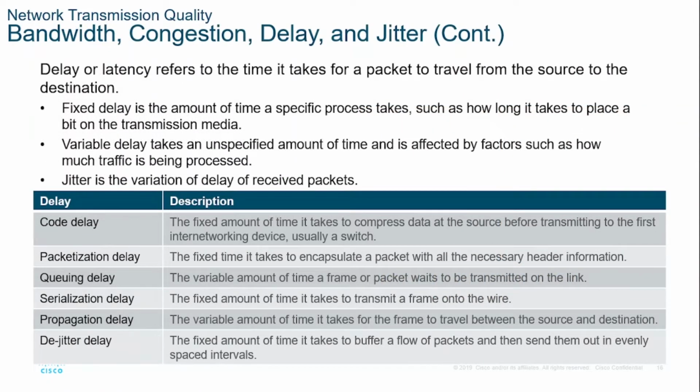Jitter is the variation of delay of received packets. At the sending side, packets are sent in a continuous stream with the packets spaced evenly apart. Due to network congestion, improper queuing, or configuration errors, the delay between each packet can vary instead of remaining constant. Both delay and jitter need to be controlled and minimized to support real-time and interactive traffic.